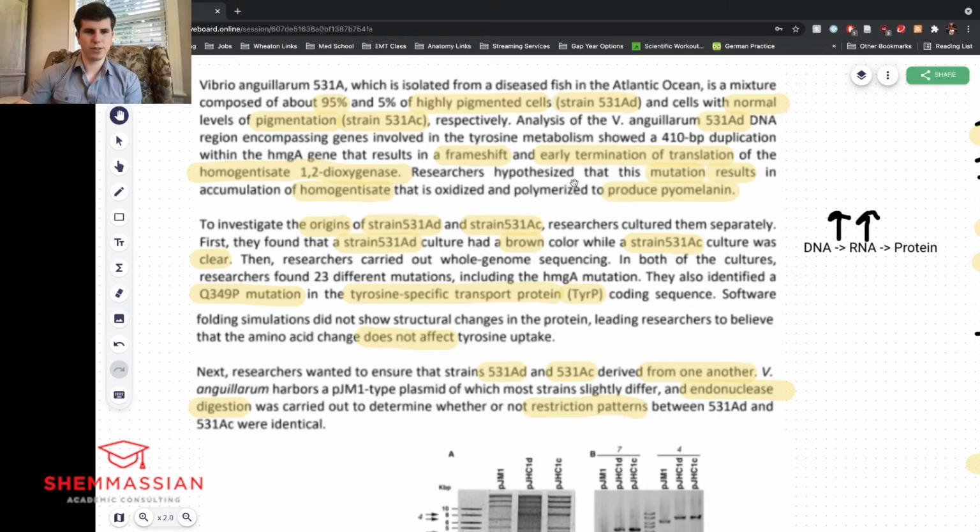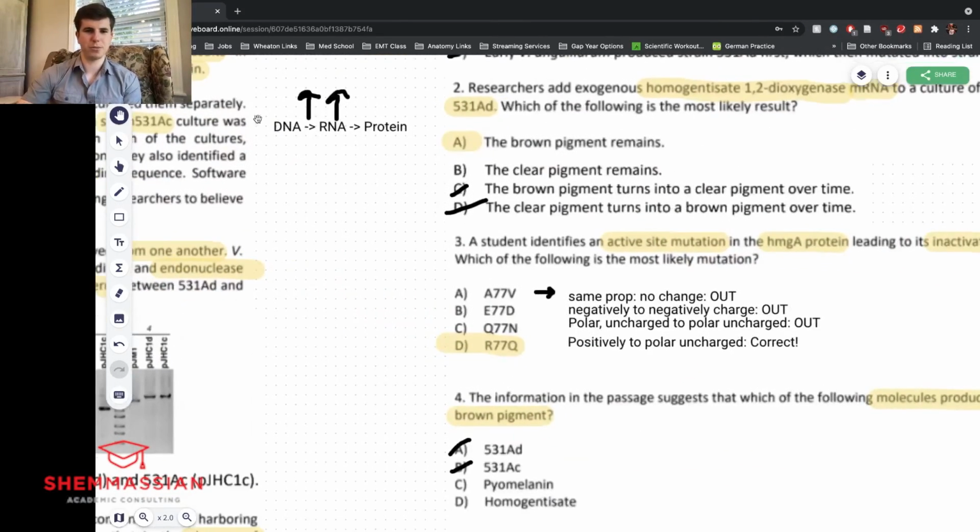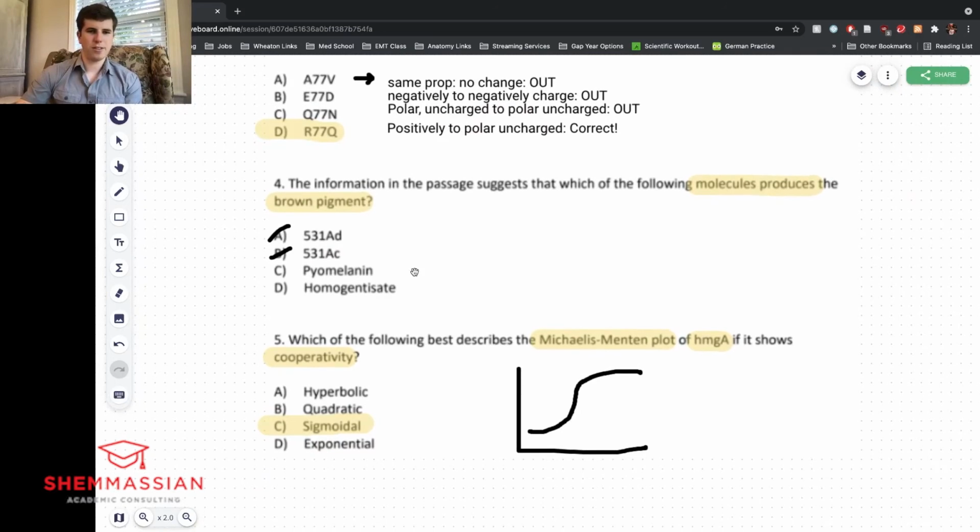Mutation results, homogentisate, produce pyomelanin. So they're just looking at my highlights. Homogentisate produces pyomelanin. And then the strain 531AD is brown. So homogentisate wouldn't be producing the brown color. The homogentisate would be producing the pyomelanin, which is producing the brown color. Okay, so the causal pathway is leading me towards pyomelanin over homogentisate. So I'm going to rule that out, and I'm going to answer pyomelanin. And we already answered this one. Cooperativity in Michaelis-Menten with anything is going to lead us to sigmoidal.